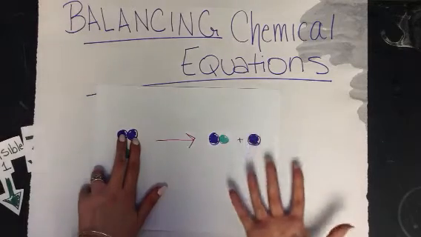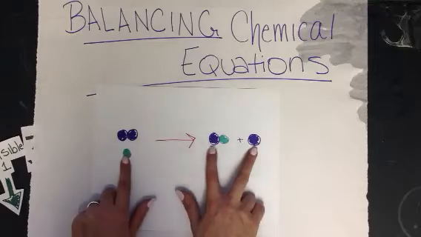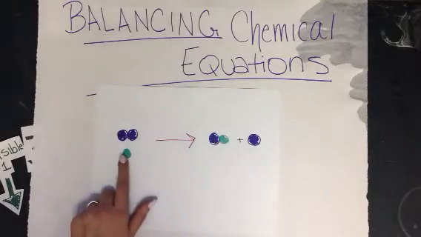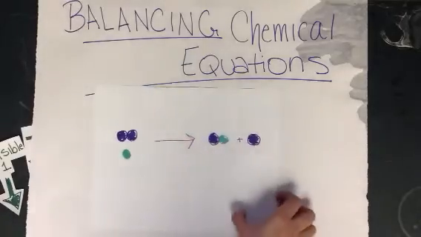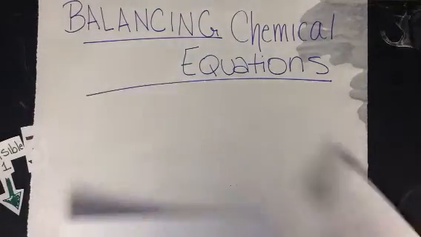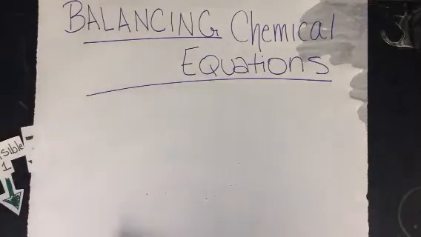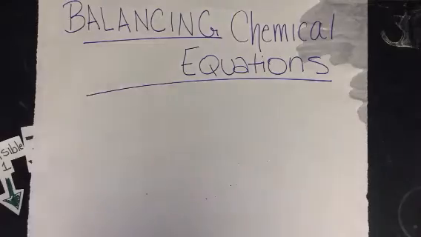They could change state of matter. They could change formation. And if I started with one green, I should have one green somewhere on the other side. This is what we're going to be doing today. We're going to be balancing equations so that we can obey the law of conservation of matter. That's what we do to balance, to bring back as many atoms as we need to balance it out.